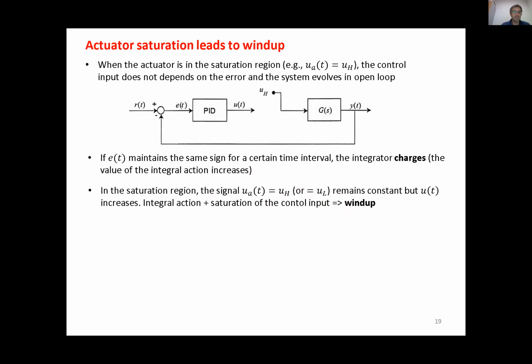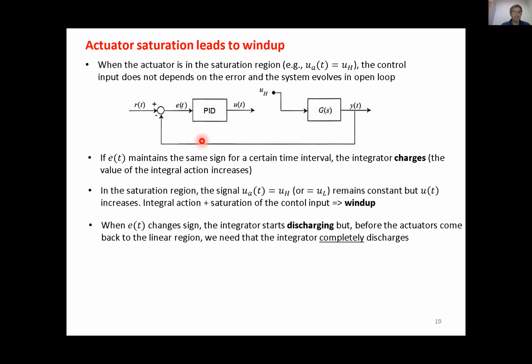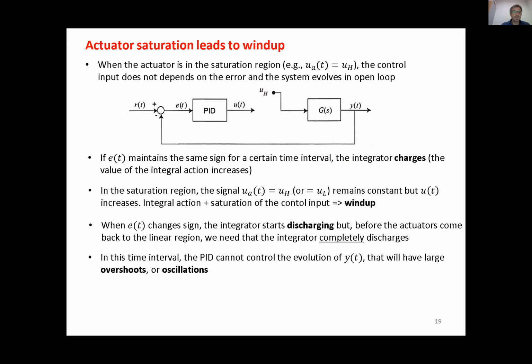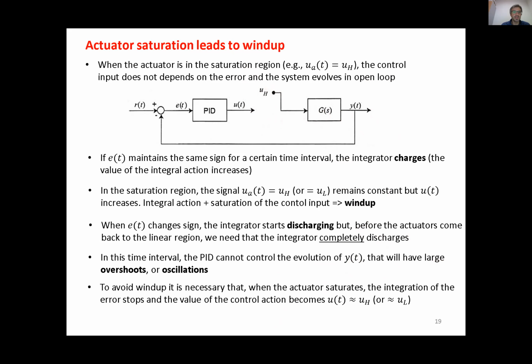So the problem is that we have this wind up, and whenever the tracking error changes sign, because for example the output has reached the reference but still starts to grow, the error changes sign, and the control variable U starts to decrease, but still needs to discharge completely before entering into the linear region, out of the saturation, and starting to modify the input to the system. In this time interval, the PID cannot control the evolution of the output, and we can have very large overshoot or oscillations. So you have this charge and discharge before getting out of the saturation of the integral action.